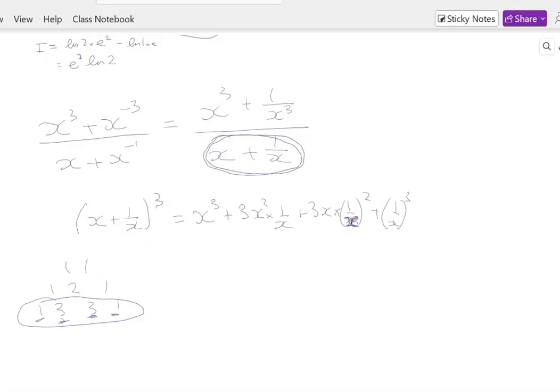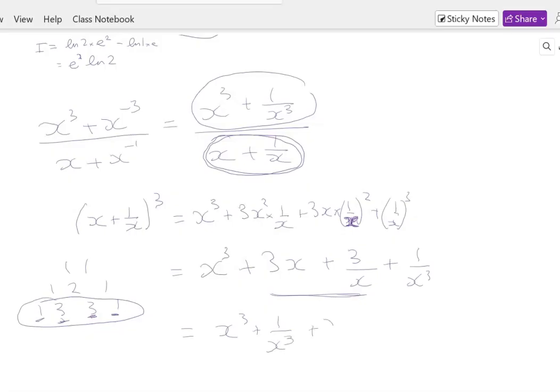If you're watching and you're not confident with that, there are some Cambridge AS videos on simple binomial expansions. If you go to my AS playlist, you should be able to find them, or just leave me a note and I'll pop a link in the comments. So x cubed plus 3x plus 3 over x plus 1 over x cubed. You can see that what we've got here is what we want in the top line plus this term here. So we've got x cubed plus 1 over x cubed plus 3 into x plus 1 over x.